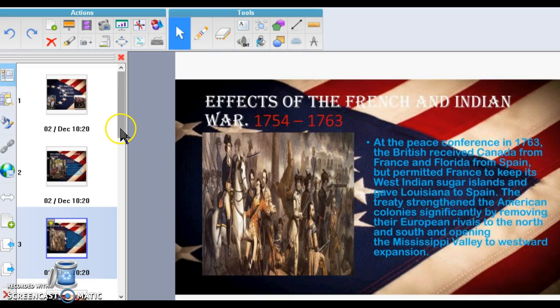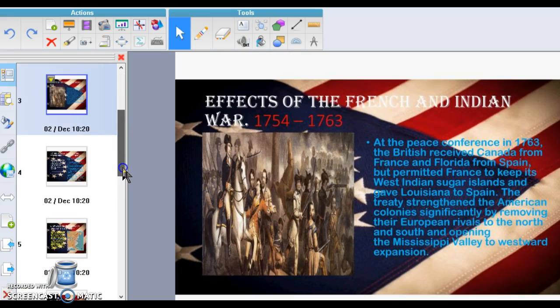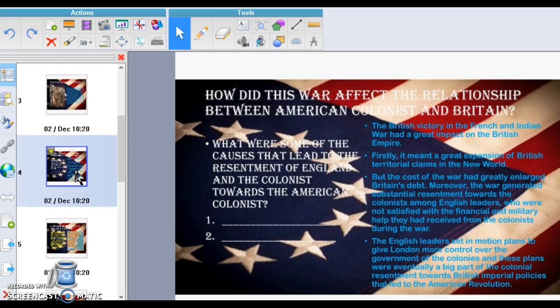So we see here the effects of this war. Let's move down a couple of slides. The effects of this war basically allowed some of the countries to gain territory and some of the countries to lose territory. And this is further strengthening the causes of the American Revolution. Let's do a quick review here. How did this war affect the relationship between American colonists and Britain?